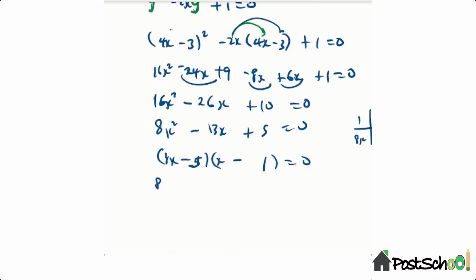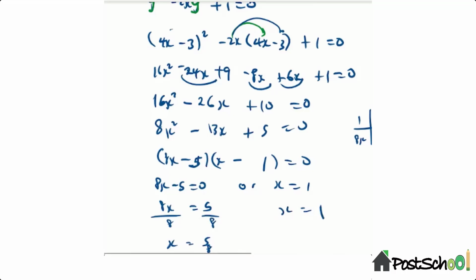Okay, so this is going to be 8x minus 5 equal to 0, or x equals 1, which is 8x equals 5. Divide by that, x equals 5 over 8, or x is equal to 1.